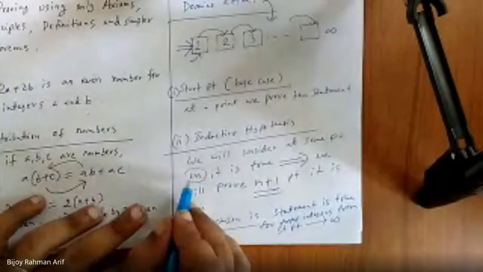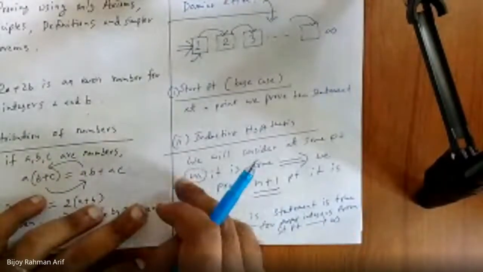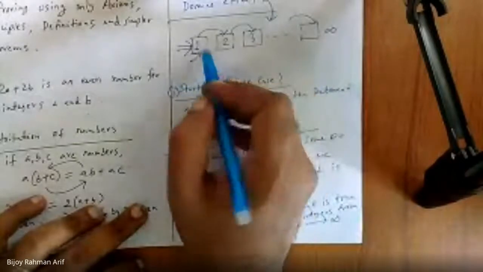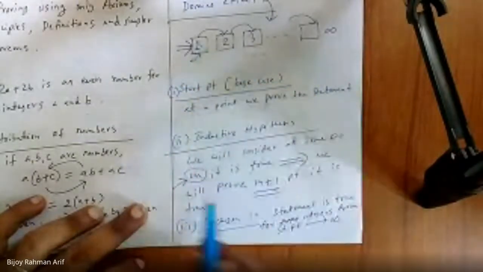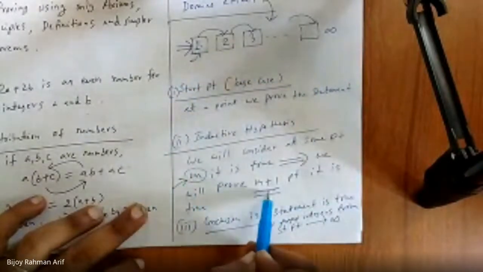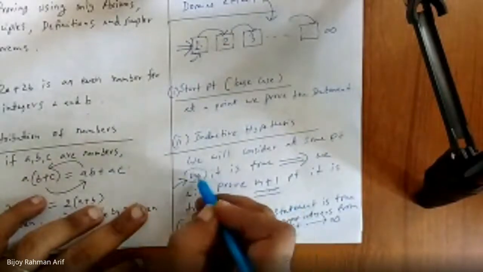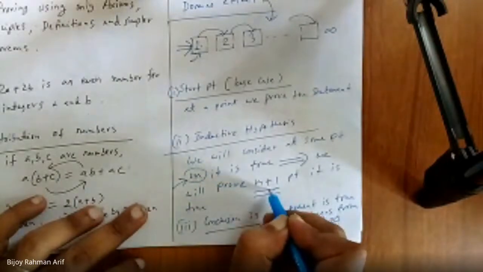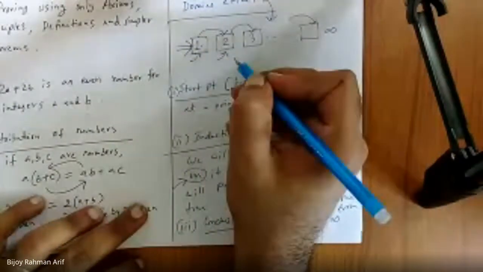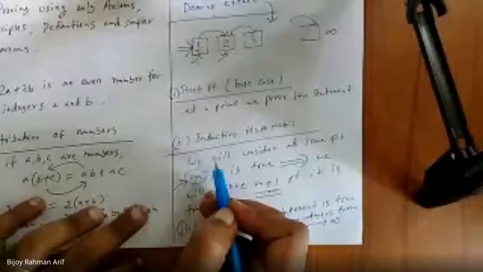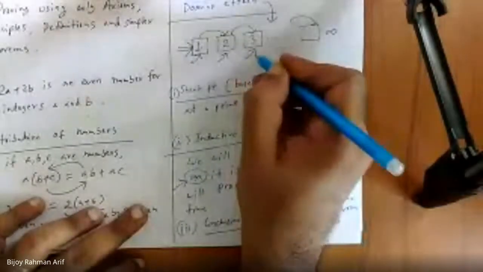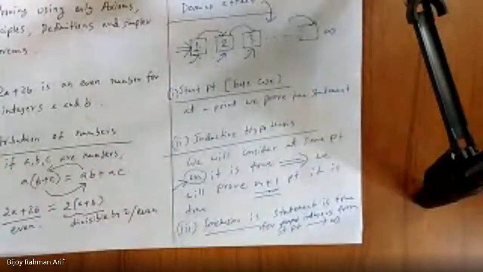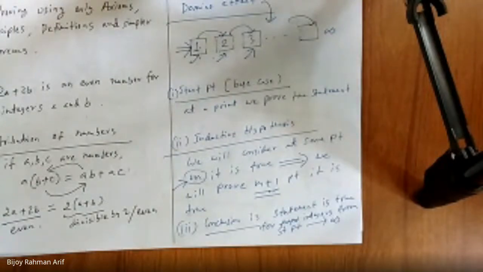Why? You can say, sir, how can you consider an arbitrary point? Because we have already proved it for start point 1, right? So if we can prove that if m is true, m+1 is also true, then actually we can place 1 instead of m, and we get 1 plus 1 equal to 2. So it is also proven for 2. Now we can consider 2 as the arbitrary point, and using this fact we can prove it is true for 3. So this way it will continue and the domino effect will last forever. Is it clear to you guys? Yes, sir. Okay.